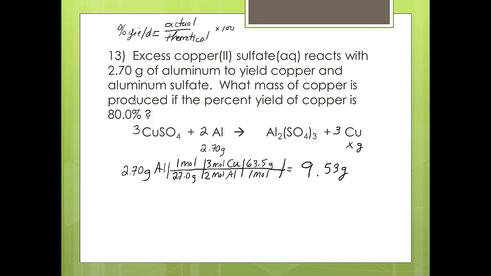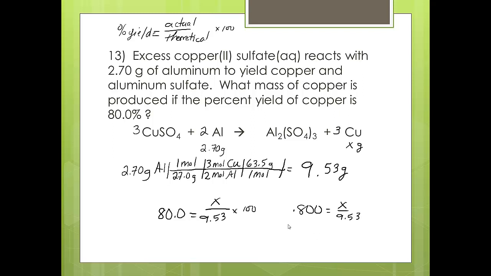Okay, but now we have to go and say, wait, I didn't get that much. You're not that good. You didn't get 100%. You're only 80%. So let's just plug in what I know then. Here's my 80%. Actual is my x. Theoretical now is 9.53. Don't forget your times 100. So now it's some algebra. Get rid of your 100. Divide both sides by 100. So what is that? 0.8 equals x over 9.53.